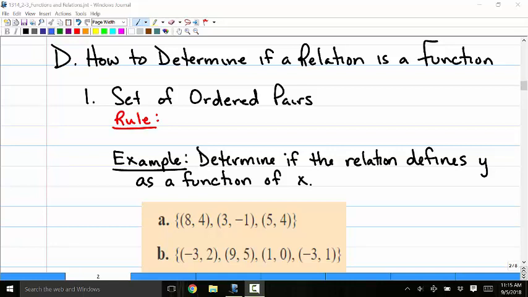So we're going to be given a relation, and we're going to be asked, is this relation a function? If you're given the relation in the form of a set of ordered pairs, what's the rule? How do you know? What are you looking for? The x's cannot repeat. So the rule, to be a function, the x's cannot repeat.